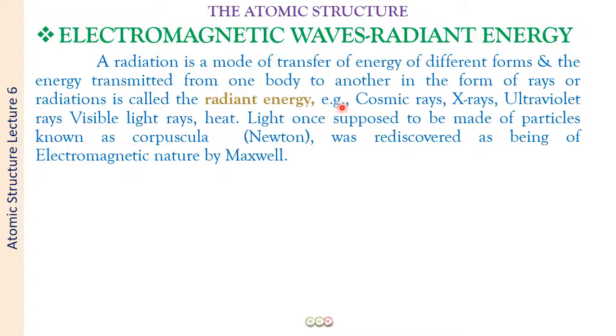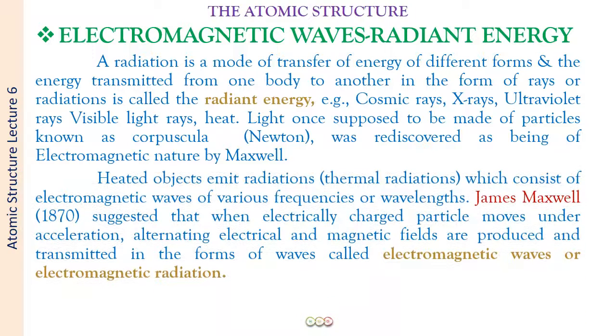Other examples of radiations can be cosmic rays, X-rays, ultraviolet rays, visible light, heat, and light, which was once supposed to be made up of particles called corpuscles. This was given by Newton. This was rediscovered as being of electromagnetic nature by Maxwell. Maxwell proposed that radiant energy has wave character, and these waves are associated with electric as well as magnetic fields. Thus, these radiations are called electromagnetic radiations.